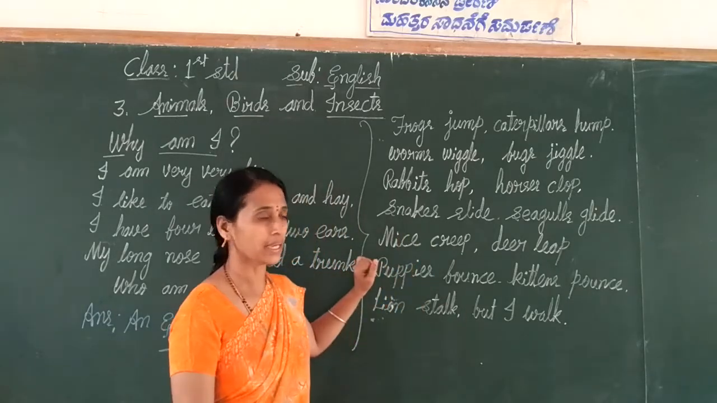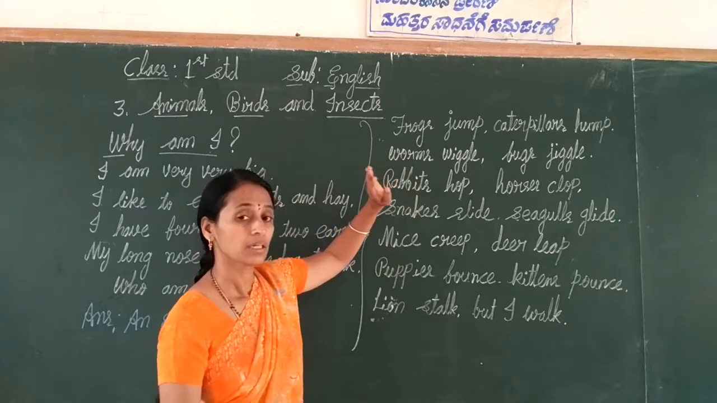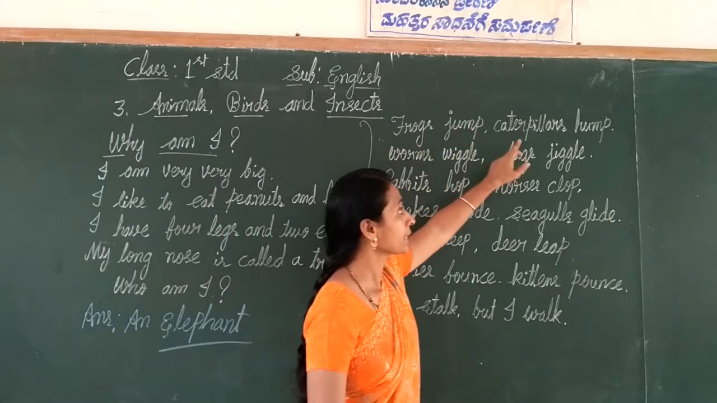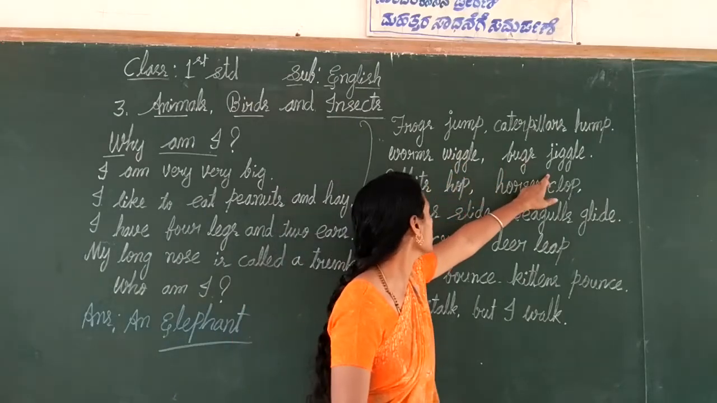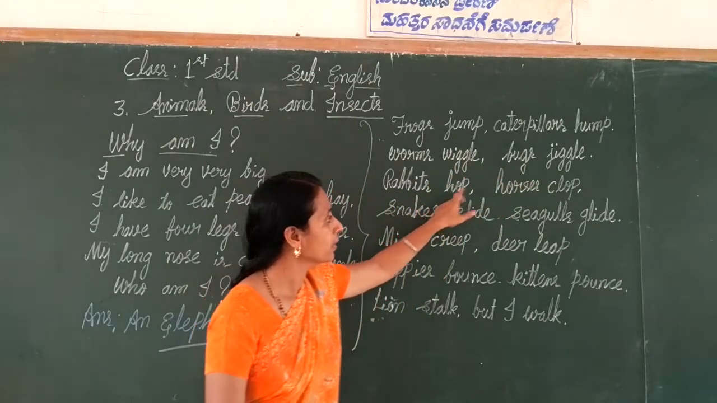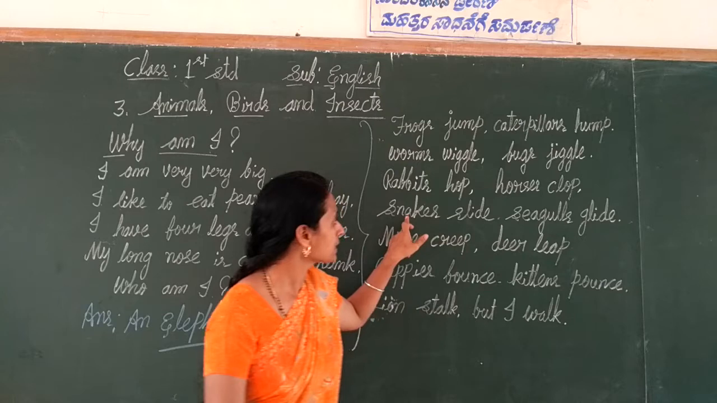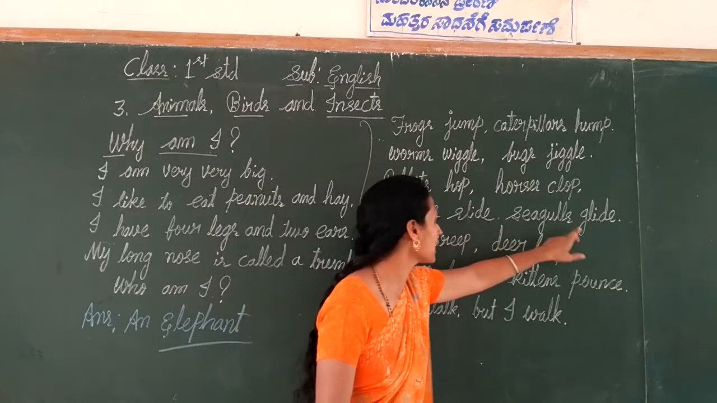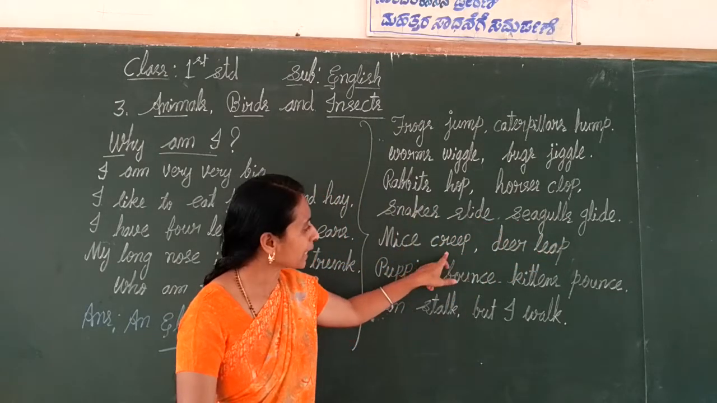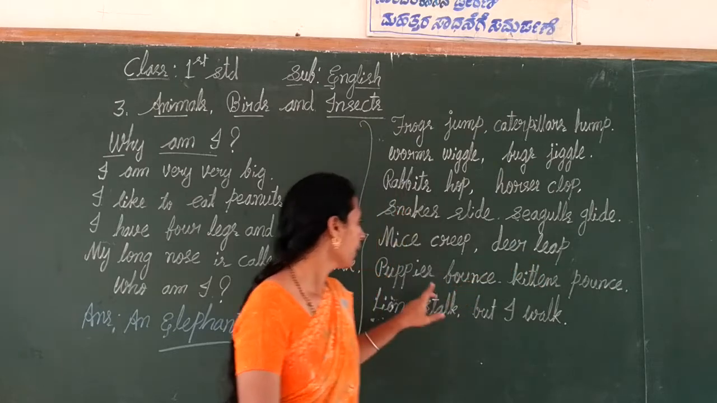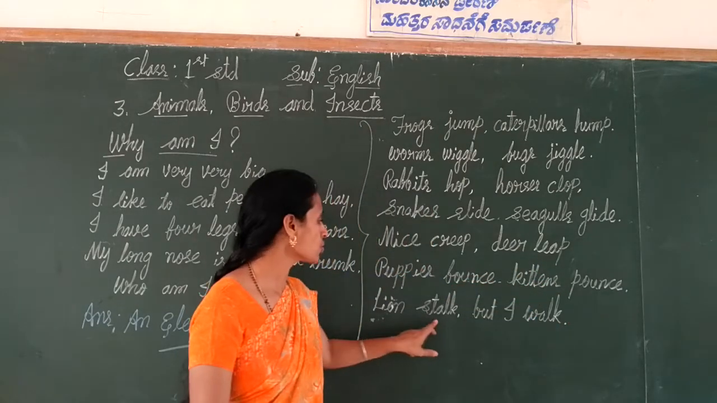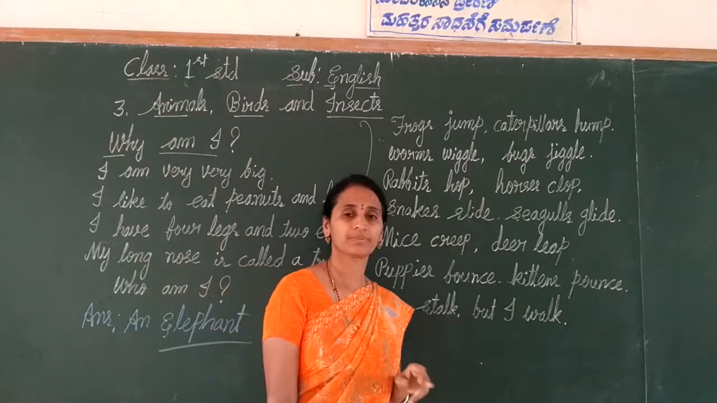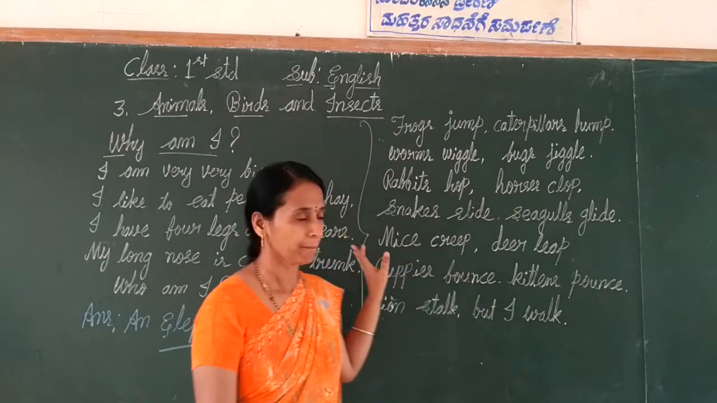This is the rhyme. See once again. Frog jump, caterpillar hum. Worms wiggle, bugs jiggle. Rabbit hop, horses clap. Snakes slide, seagulls glide. Mice creep, deer leap. Puppies bounce, kittens pounce. Lions talk, but I walk. Okay, I tell the meaning here.